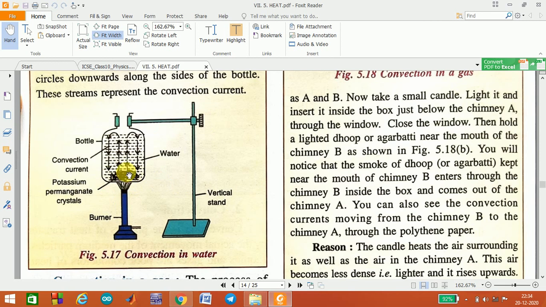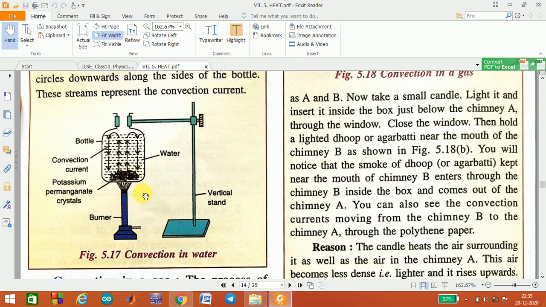Now this is the potassium permanganate crystal, we have not mixed it yet. So this is a crystal. When you heat it up, then what will happen? You will notice that a fine stream of colored water starts from the center of the bottom of the bottle. It rises upward, reaches the top of the water, and circles downward along the side of the bottle. So this stream represents the convection current.